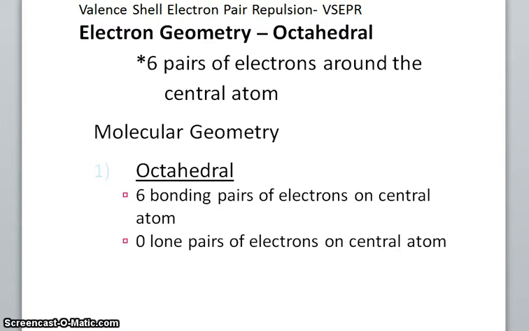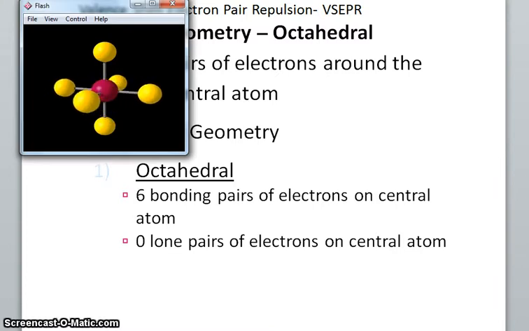So we're first going to start with the electron geometry, which is called octahedral. And it's not called octahedral because there are 8 atoms around the central atom. We'll look at where the term octahedral comes from in a second. But an octahedral electron geometry has 6 pairs of electrons around its central atom. And we have several molecular geometries from this octahedral electron geometry. Our first molecular geometry is called an octahedral molecular geometry, the same as its electron geometry. And the reason for that is all 6 pairs of electrons around the central atom are bonding pairs of electrons.